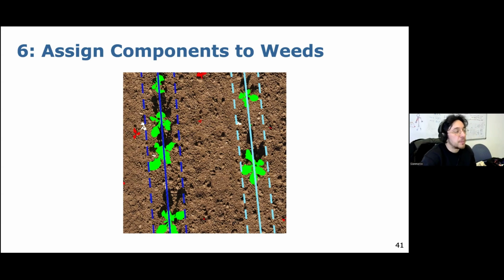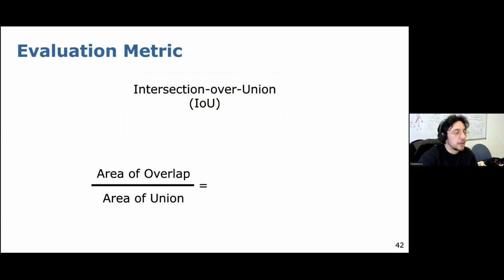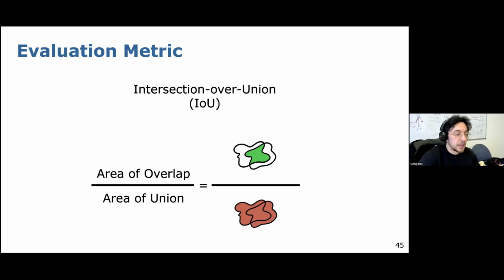At this point, we have performed our unsupervised semantic segmentation, and we can compute some metrics to check how good it is. The metric that we use for semantic segmentation is called intersection over union, and is defined as the area of overlap over the area of union, which means that if this is the area that we want to detect as crop, and this is the area that we actually detect as crop, the green part is the overlap, while the red part is the union.